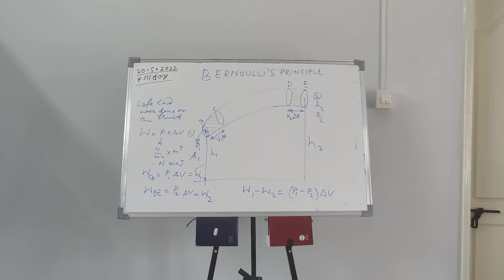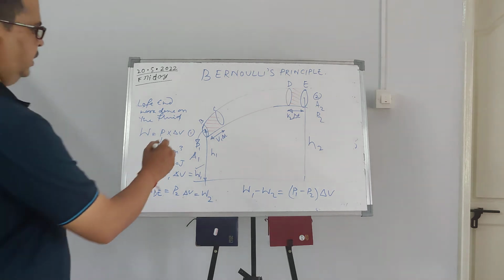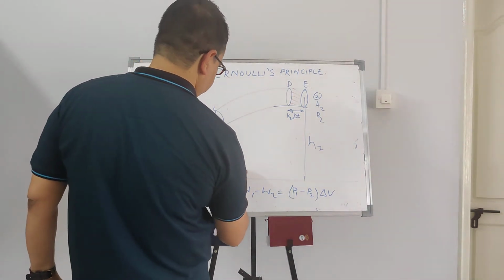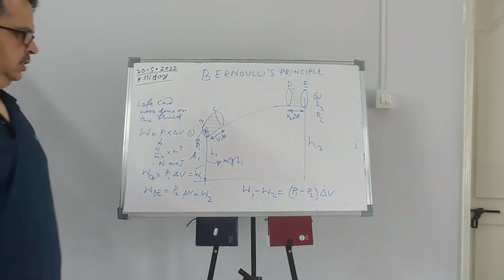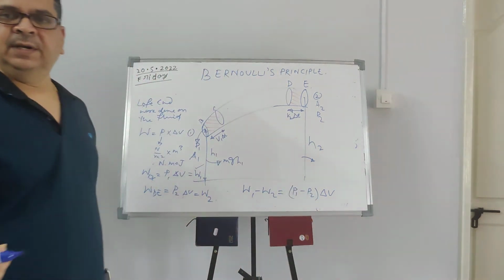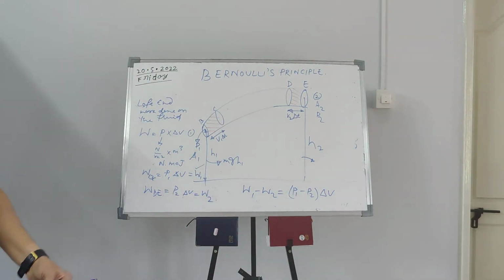Part of the work done is always stored as energy in the system. Whatever work is done is used to change the kinetic energy of the fluid, and part goes to change the gravitational potential energy. What is the gravitational potential energy here? Potential energy is mgh1, right? That is because of gravity. Gravity is pulling you down; against gravity you are trying to go up. So the higher you are, the more your gravitational potential energy.